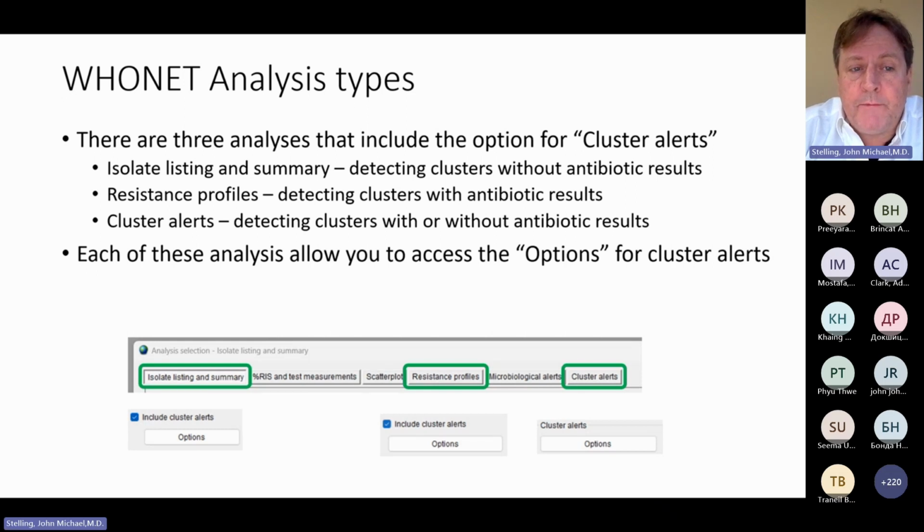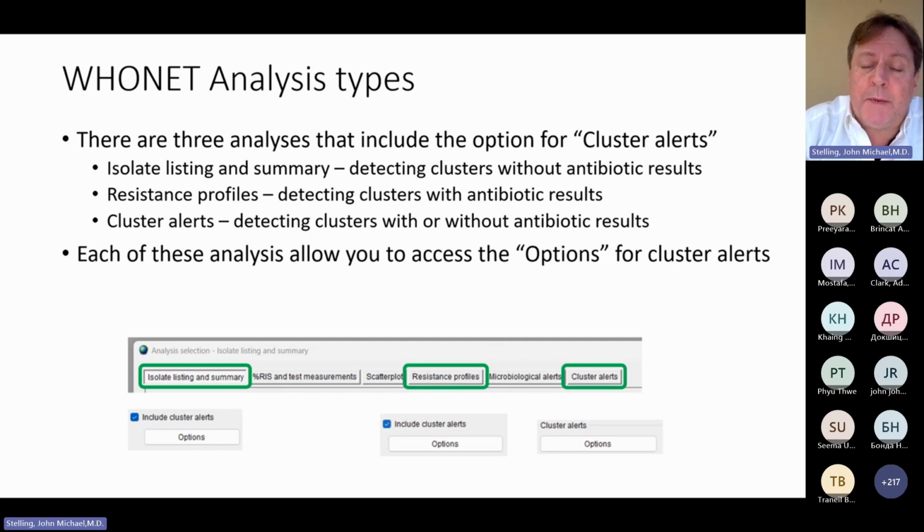In the first 2, for example, I will see all organisms, all locations, all resistance profiles. Some of them will have clusters and some of them will not. And that 3rd analysis, called cluster alerts, WHONET will only show you the organisms or the rooms or the resistance profiles with statistically significant results. So the 3rd option here is a subset of the first 2 options.